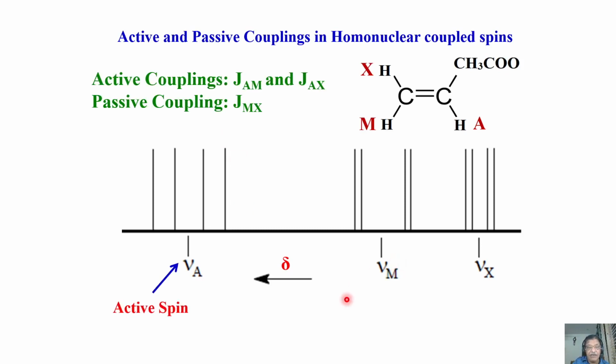This is an active spin, and active couplings are AM and AX, passive coupling MX. What is going to happen is this I will consider as a large coupling, AM coupling. No, this should be AX coupling, doesn't matter. Trans is large. This is one coupling and this is the other coupling. Oh, this is large still, okay. This is a small coupling. It should be the other way. This is AX and this is AM.